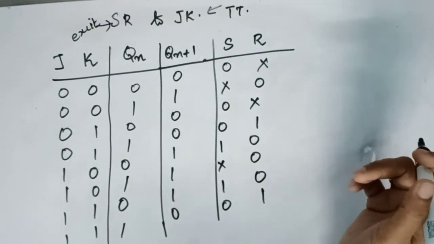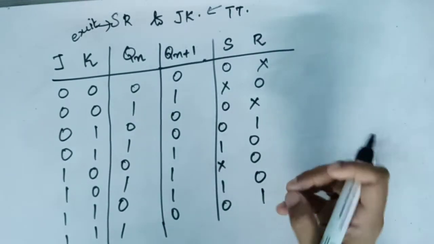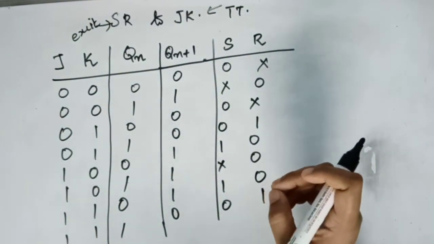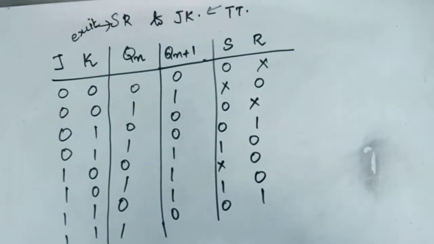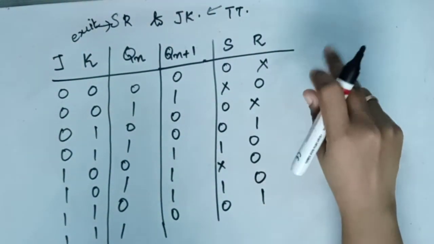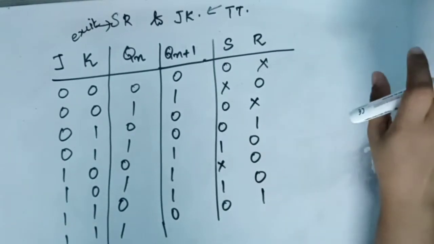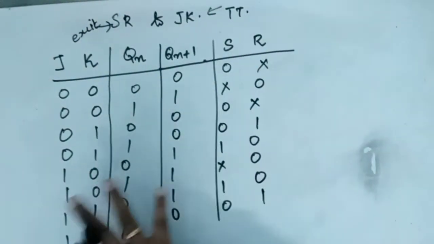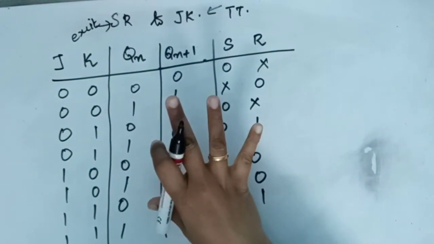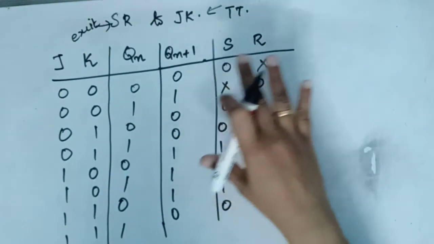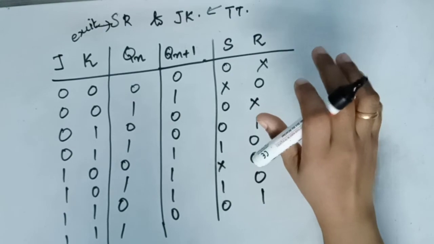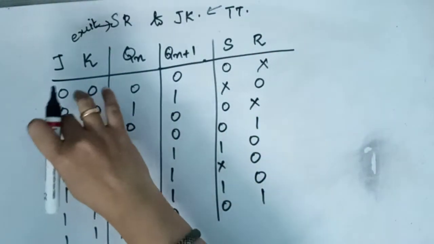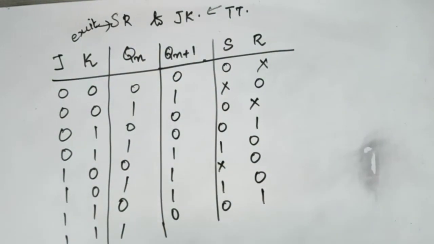Now from this, what do you want? What should be given to S and what should be given to R? That is what you need. So for that, you need two equations, one for S and one for R. So S is equal to something, R is equal to something. That equation you have to derive from this table. So what should be S and what should be R? That depends on J, K and Qn. Okay. So this SR flip-flop should work as a JK flip-flop.